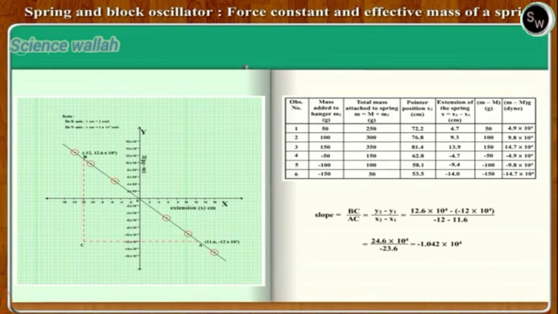The slope is equal to BC upon AC, equal to y2 minus y1 upon x2 minus x1, equal to 12.6 into 10 raised to 4 minus (minus 12 into 10 raised to 4) upon minus 12 minus 11.6, equal to 24.6 into 10 raised to 4 upon minus 23.6, equal to minus 1.042 into 10 raised to 4. Hence, the force constant K is equal to minus slope, equal to 1.042 into 10 raised to 4 dynes per centimeter.